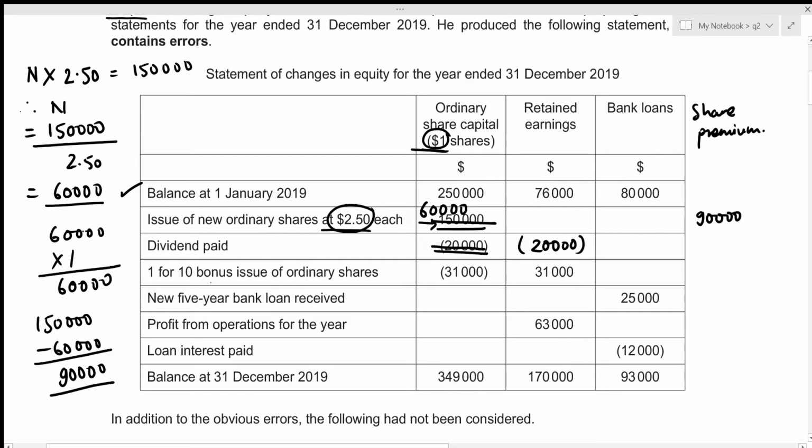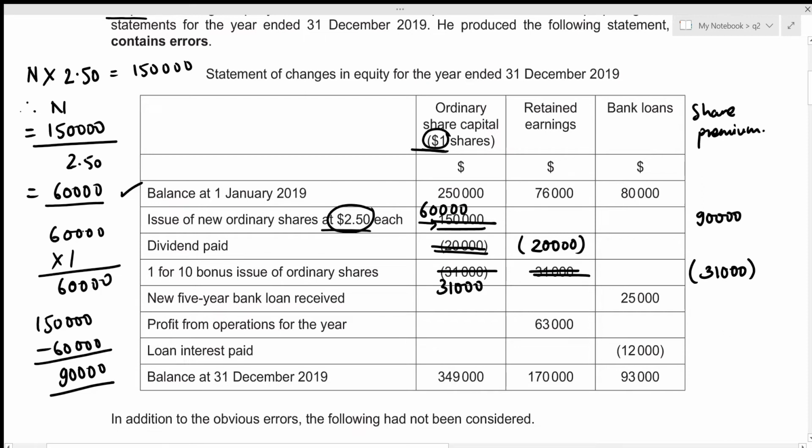All right. Then 1 for 10 bonus issue of ordinary shares. Whenever we're issuing ordinary shares, this definitely increases the balance on our ordinary share capital. But we can see here that it is actually decreasing our ordinary share capital. So this is incorrect treatment, right? So rather than subtracting the 31,000, we should add the 31,000. And since this is a bonus issue, this should be funded from within the company itself. And we already have the balance on share premium, which can sustain the amount of 31,000. So we're actually transferring the 31,000 from share premium to our ordinary share capital. So this definitely reduces the balance on our share premium.